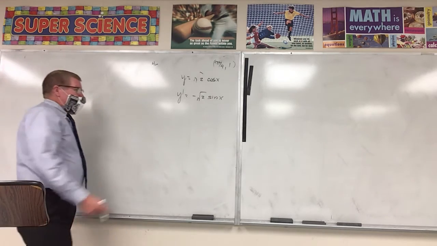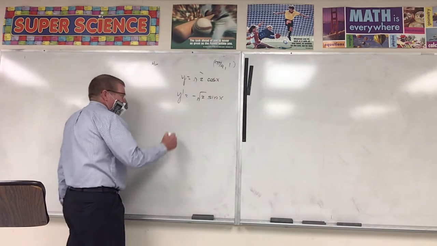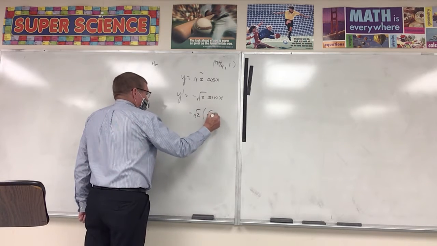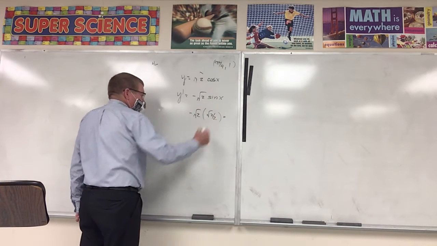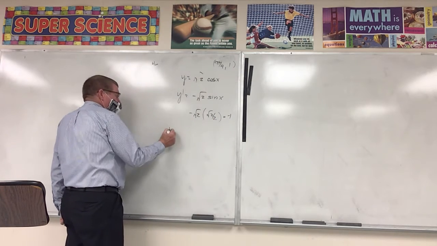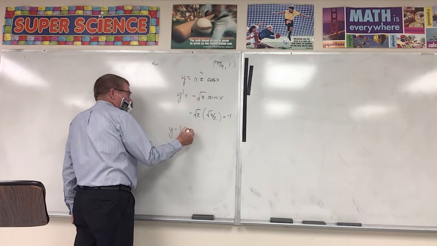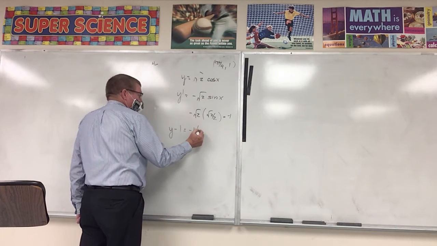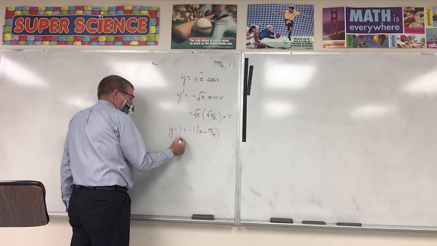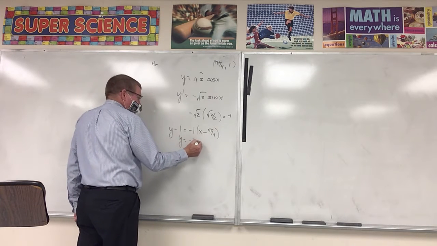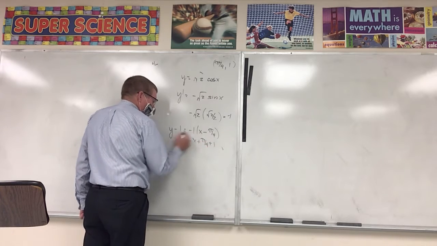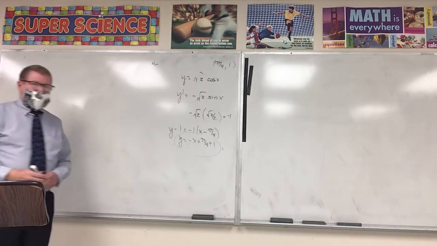I could put pi over 4 in, sine of pi over 4 is square root of 2 over 2, which is going to equal negative 1, sorry. Y minus 1 equals negative 1 times x minus pi over 4. Y equals negative x plus pi over 4 plus 1. Okay, that's why.